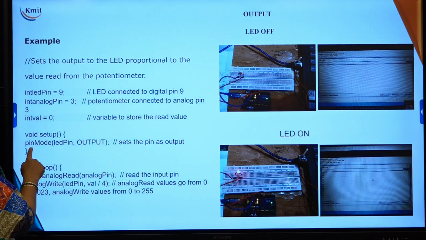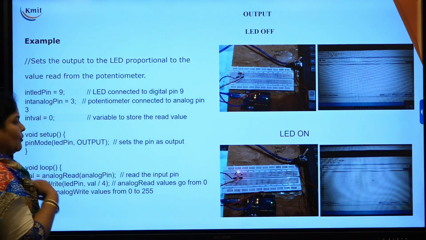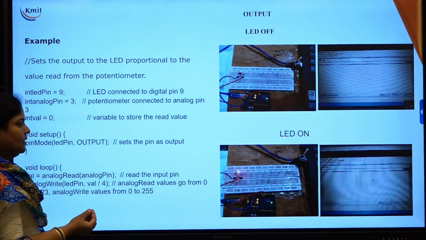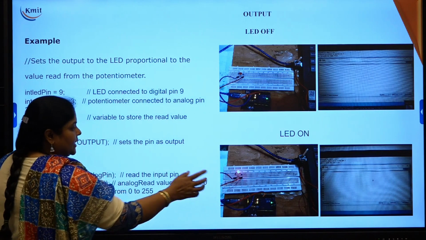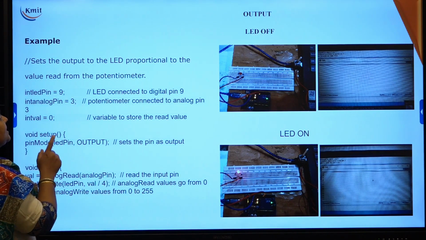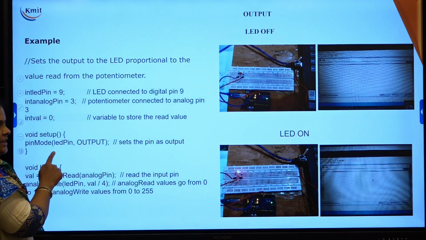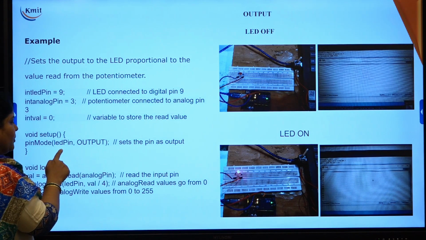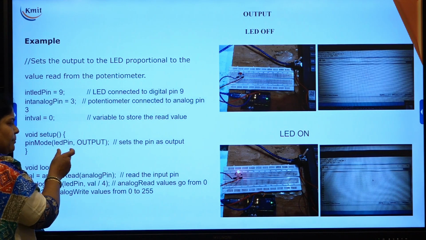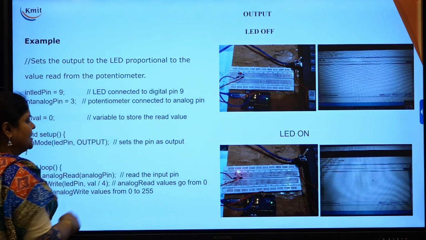In void setup you are writing pinMode. PinMode is important because whatever sensor you are connecting, whether as an input or output, should be specified. For analog read this is not compulsory, but for analog write you should mention the pinMode method. So in pinMode you write the LED pin and then OUTPUT. The LED pin you are using, you are setting as an output.